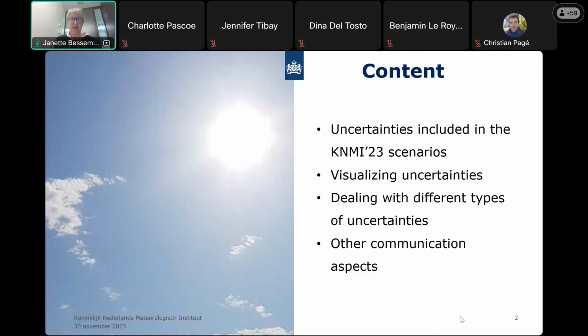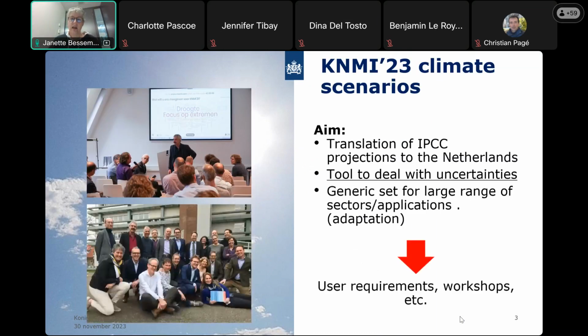As I said, I will tell something about the KNMI 23 scenarios. They were published on the 9th of October, so very recent. And something about visualizing and dealing with uncertainties. But first, something about the KNMI 23 scenarios. I will start with the aims that we use also for the former scenarios. Beside translation of IPCC projections to the Netherlands, one of the main aims is that it makes it easier to deal with uncertainties for the climate change in the Netherlands. And that means that it also has some impact on how we constructed the scenarios. I will tell something about that.